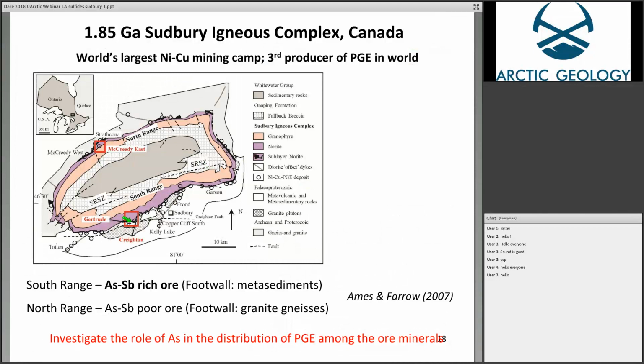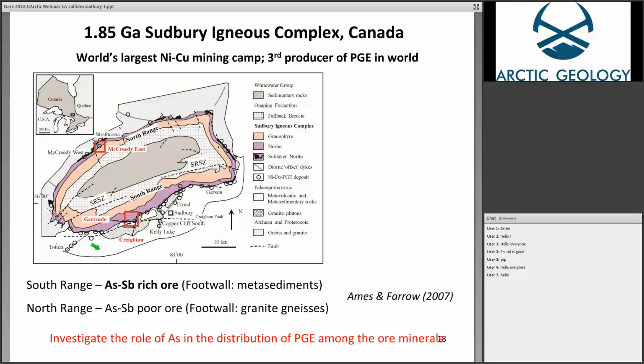Just one last thing that's important. These are the two study areas that I worked on, Creighton in the south, McCready in the north. Why we took one from the north and south is because the footwall rocks are different. In the north, they are granite gneisses in grey here, and the ores are arsenic, antimony poor.